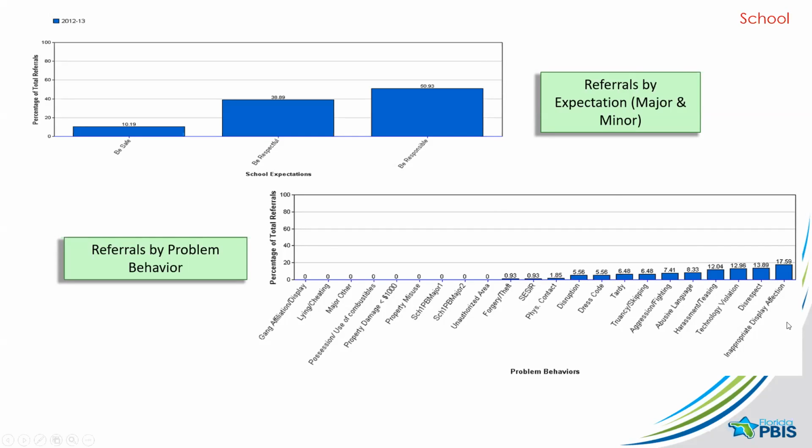So we're going to look at this case right now, what's the #1 problem behavior we have in the school? For this particular school, they're identifying inappropriate displays of affection and disrespect and technology violation as the top 3 concerns at this school. And so knowing that those are the top 3 behavior concerns, those could be a place for prioritizing problem solving.